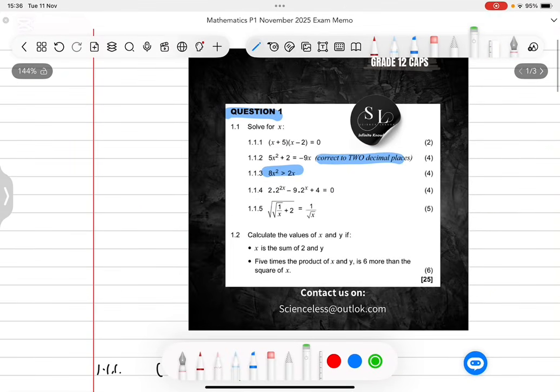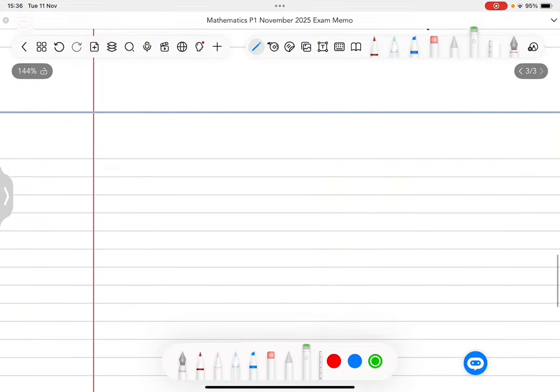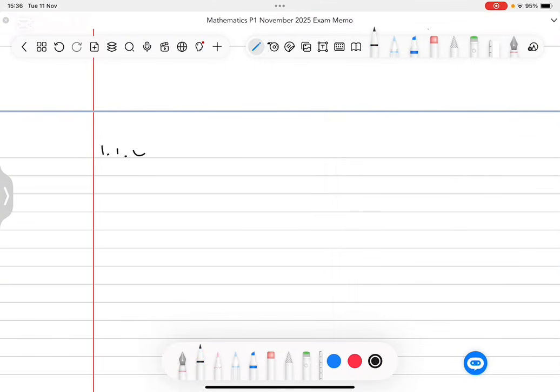Now, the next question that you were given for your exam is 1.1.4. So this one here is a very beautiful, interesting question. We are given 2 times 2 to the power 2x minus 9 times 2 to the power x plus 4 is equal to 0.